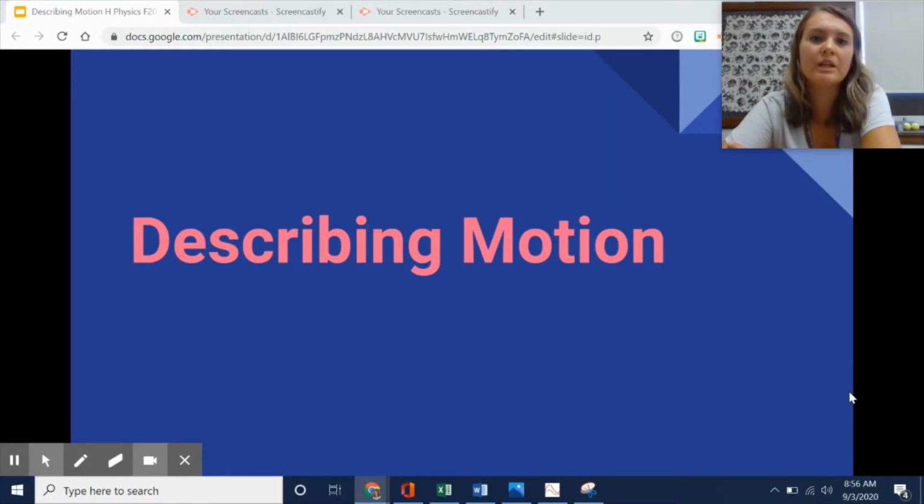Now, in order to do this, I'm going to give you a couple situations, and we're going to do a little brain dump, meaning for the first couple questions, you're just going to dump whatever's on your brain. There's not necessarily a correct or incorrect answer. I just want to see what kind of notions you already have about motion. So let's give it a shot.